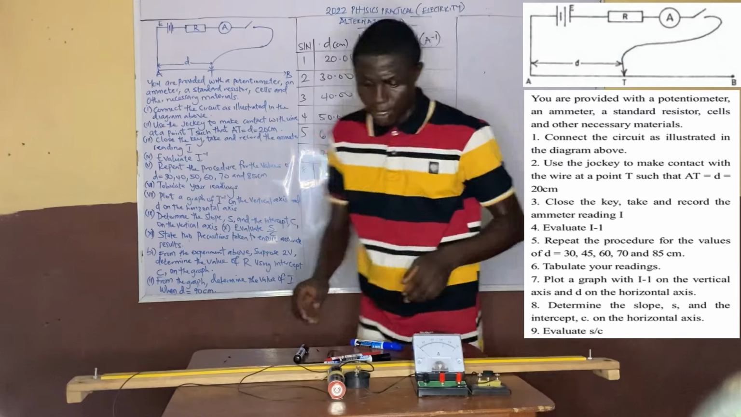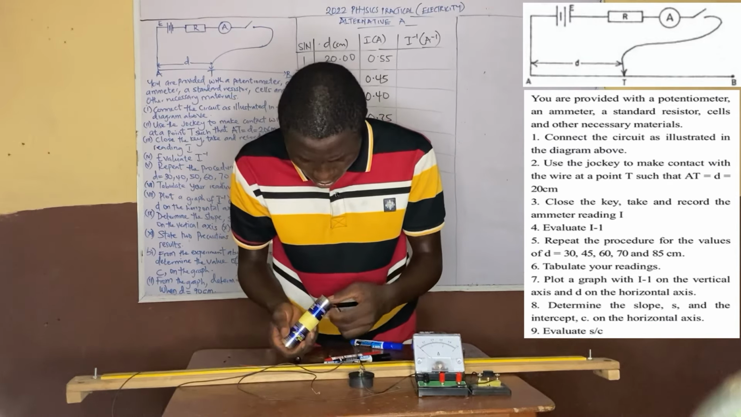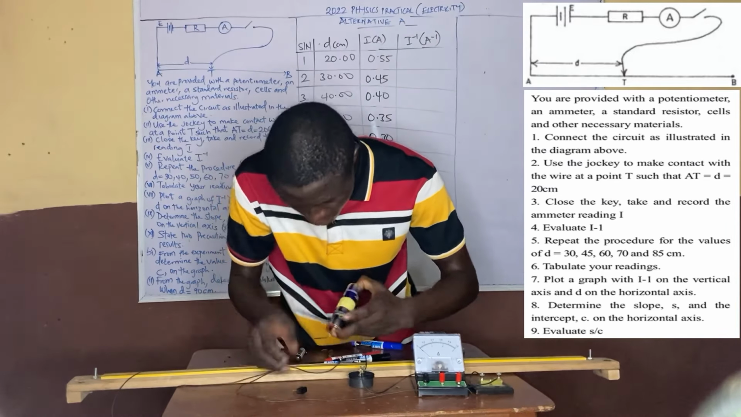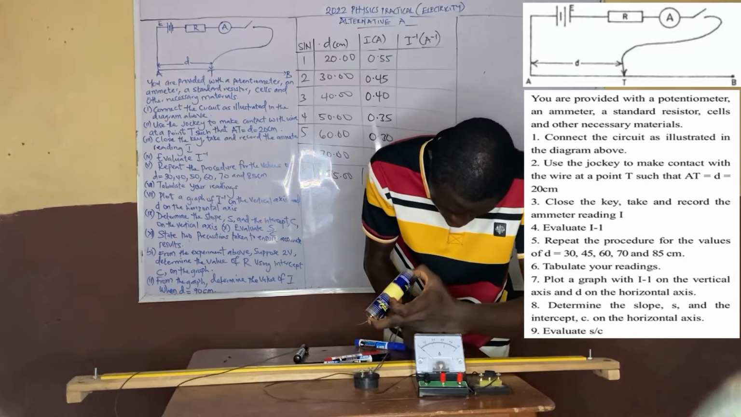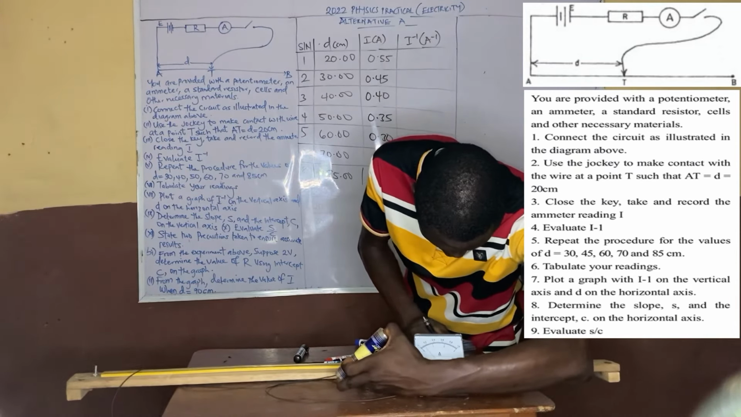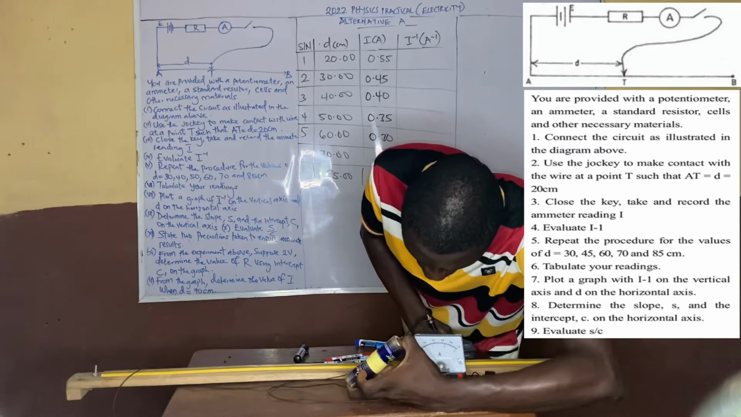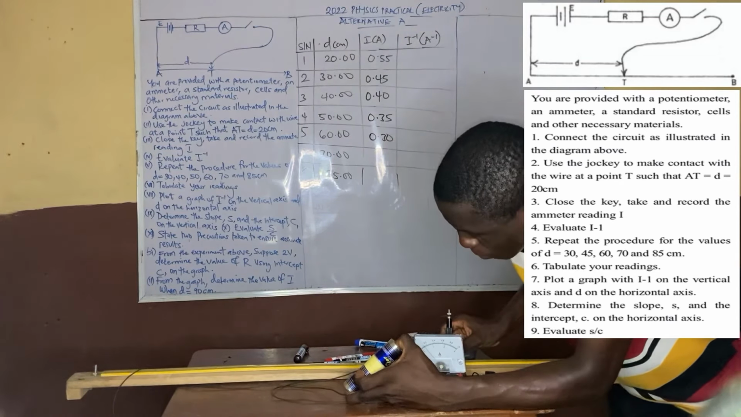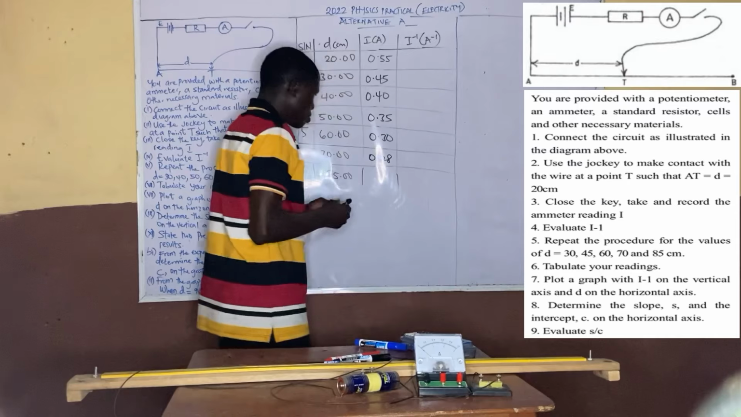Now at 70. We have at 70 here. Connect this one to this side. Ensure you have plugged your key first, so you fix it at 70. At 70, jockey at 70, is 0.25. You can see this is not exactly 0.25. Yeah, this one is 0.28, because it's a little bit towards. 0.28. Avoid errors due to parallax error. So this is 0.28.